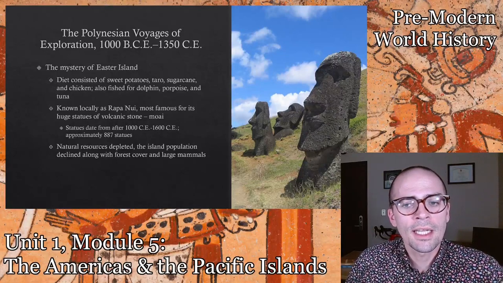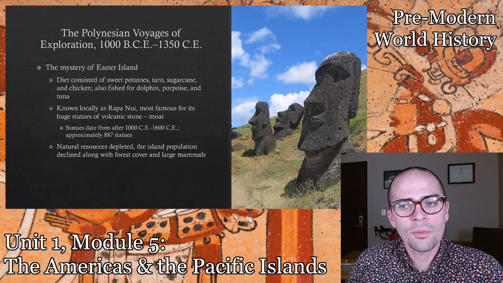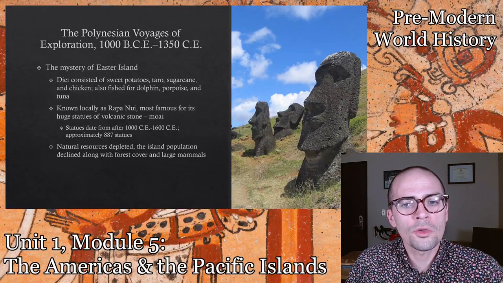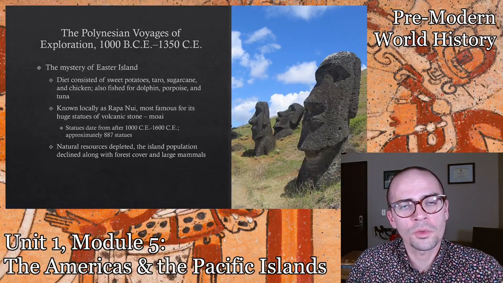To give you some idea, there were no trees and no large animals of any kind on the island by the 1700s. The people themselves resorted to using human bone and hair to make fishing tools in order to find food.